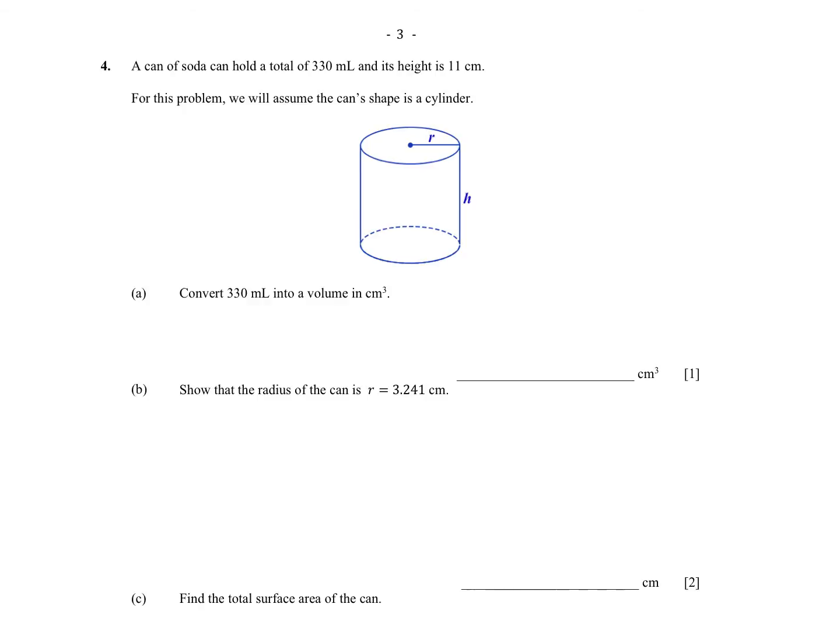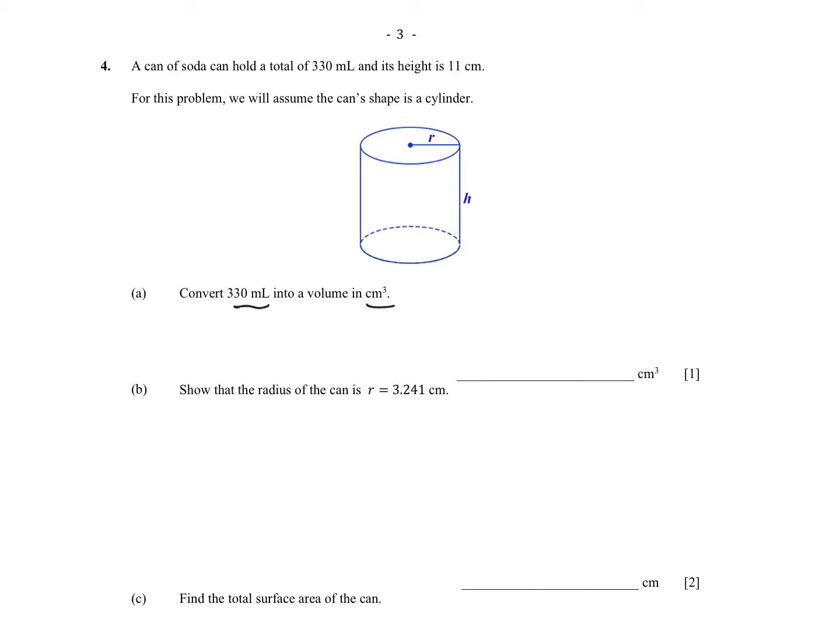In question 4, a can of soda can hold 330 milliliters. Its height is 11 centimeters. For this problem, we're assuming it's a cylinder. The first question asks you to convert 330 milliliters to centimeters cubed.